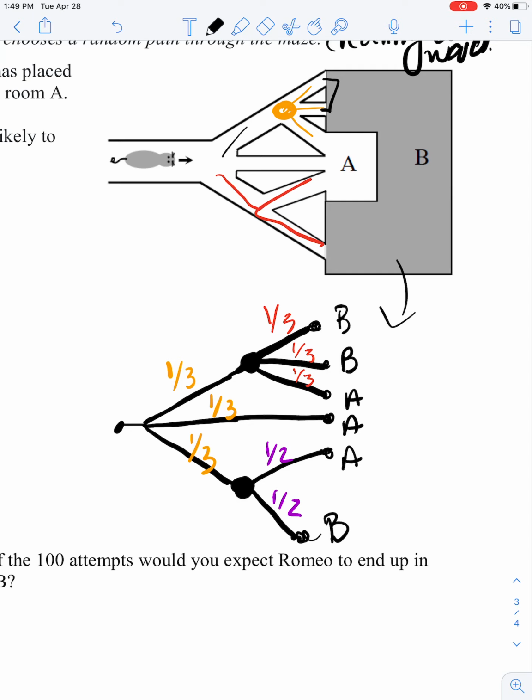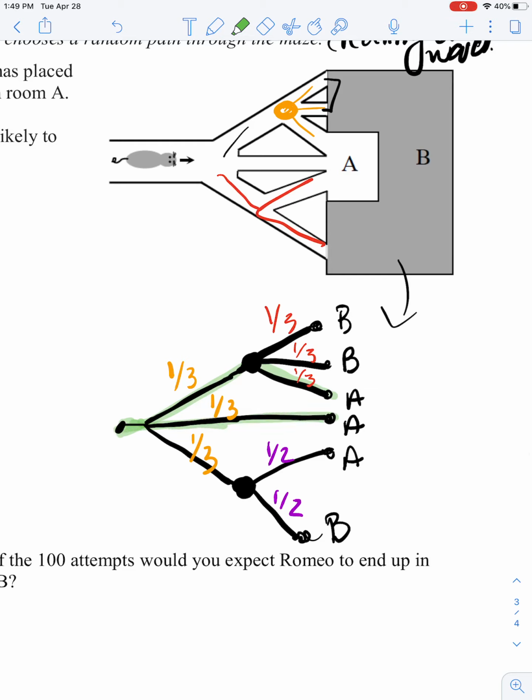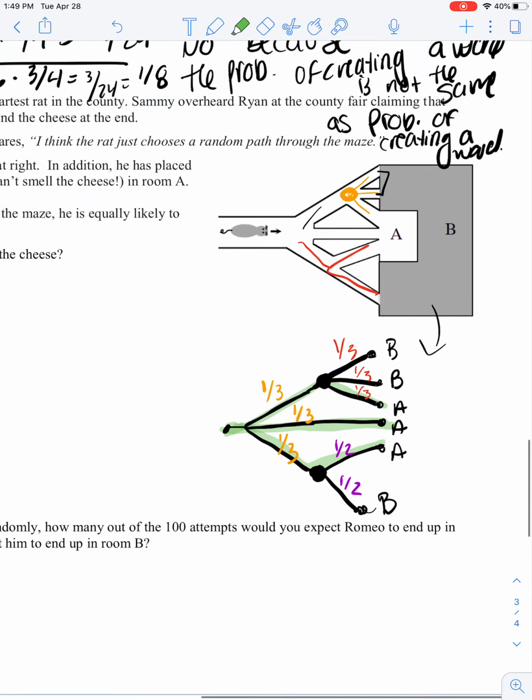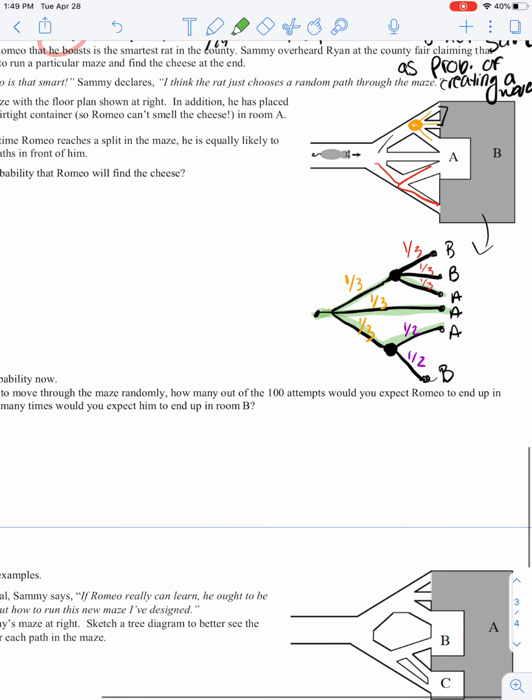Now it asks, what is the probability that he will find the cheese in room A? So let's highlight all the paths to room A. We have this path as one of the options. We have him picking the first path straight to door A as one of the options. And we also have this path to door A as one of the options. So there are three paths for him to choose to get to door A. So let's find the probability of each.